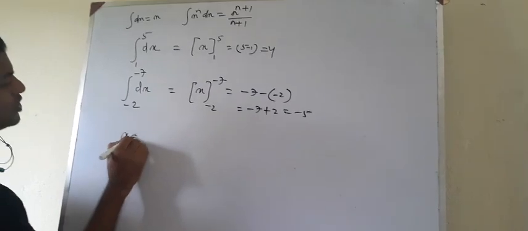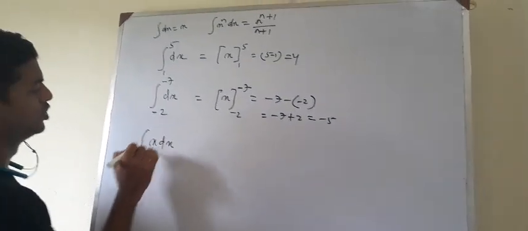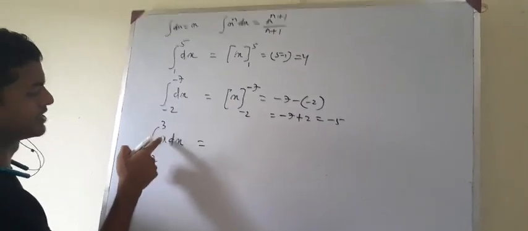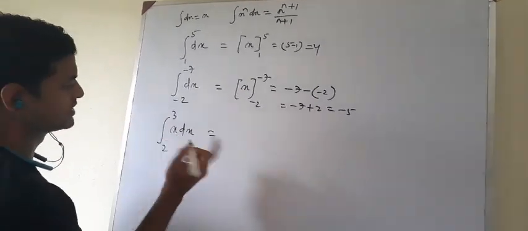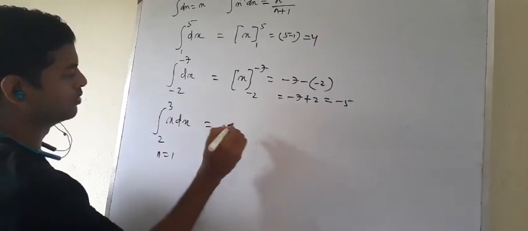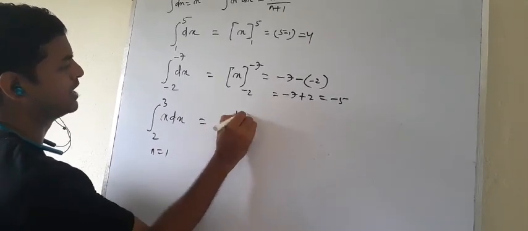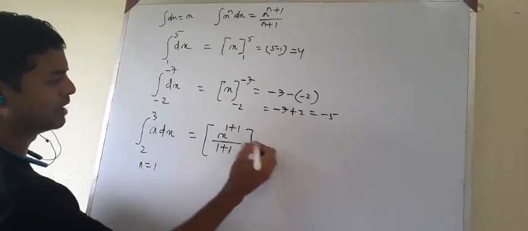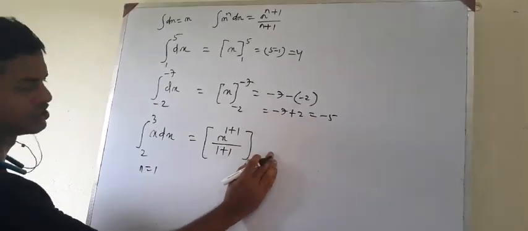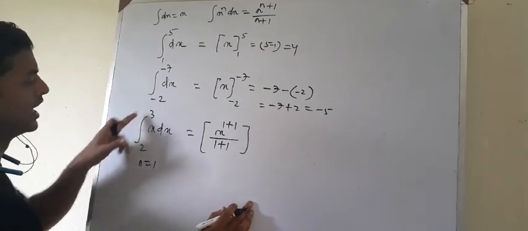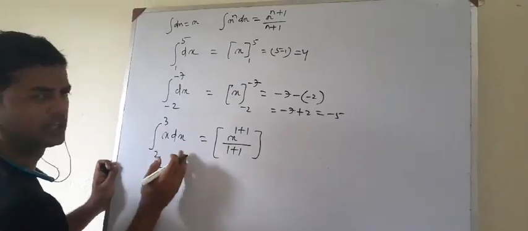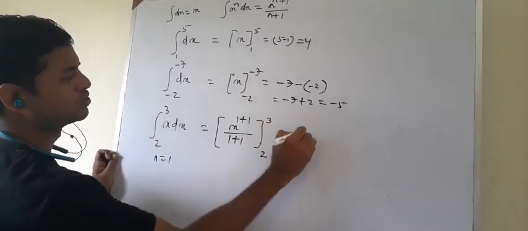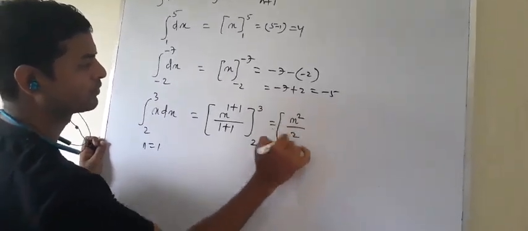Similarly, let's say the integration of x dx from 2 to 3. Here, for x dx, the power of x is 1. So I can say n equals 1 here. So what will be my formula? x to the power n plus 1 divided by n plus 1. Now I am not writing c here. c is the integration constant, but since this is a definite integral, after integration I get a value. So this will be from 2 to 3, x square by 2.